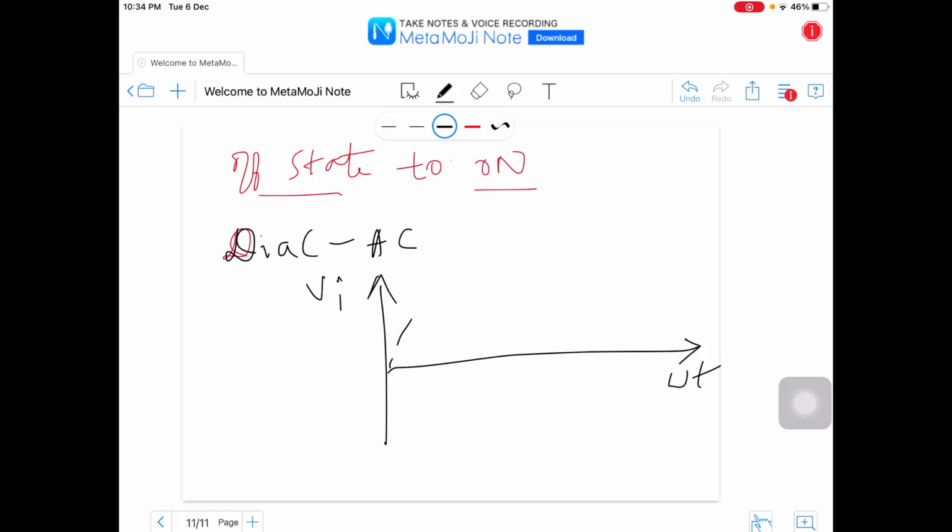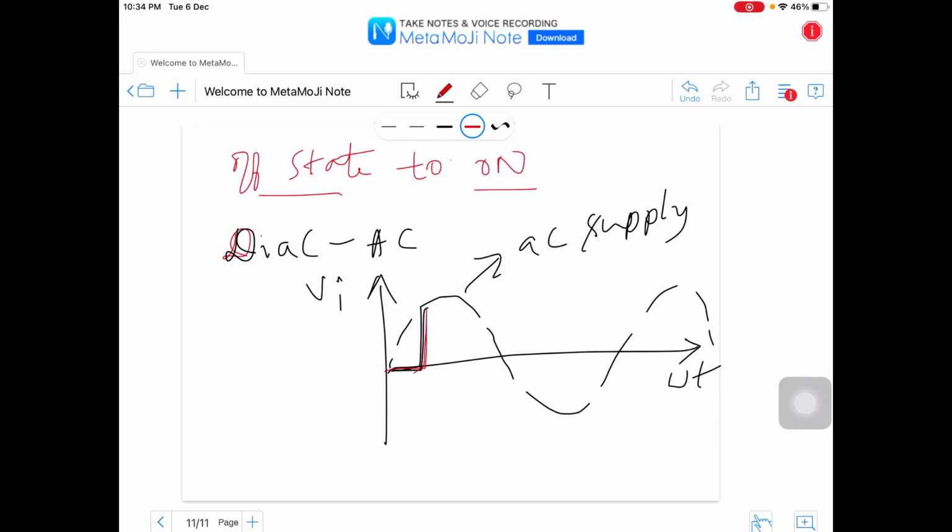What does that mean? Suppose this is the supply voltage, the input voltage. Then the Diac current, this is an AC supply. The Diac current will flow only after the breakover voltage. See, up till here nothing happens. The Diac will be in the off state until the voltage exceeds VB0, and very similar for the negative, if it exceeds minus VB0, then only it will start conducting. So it is like this. It will start conducting here.